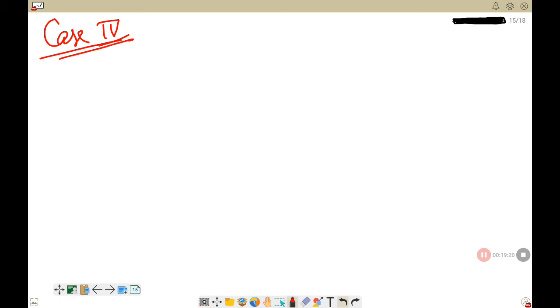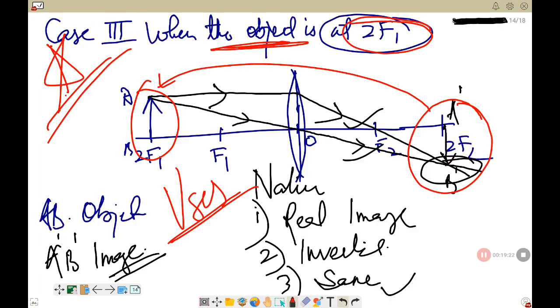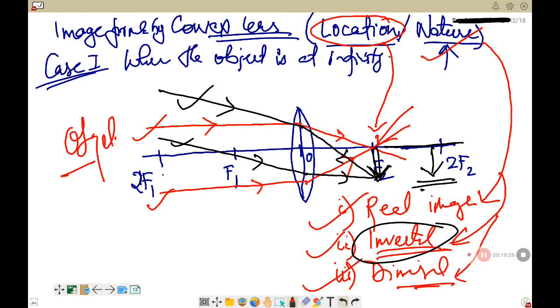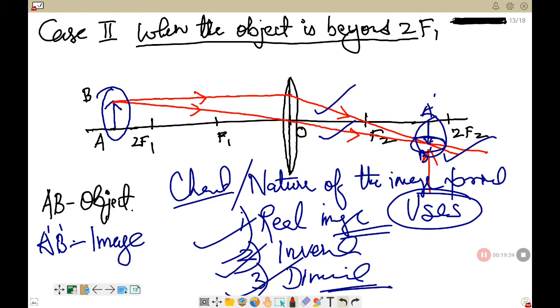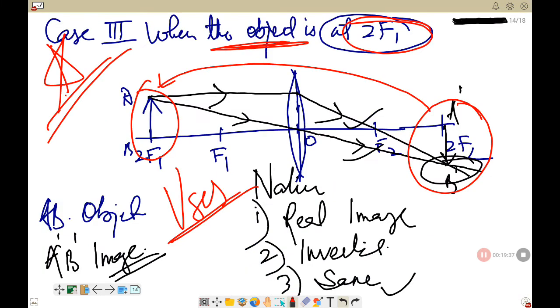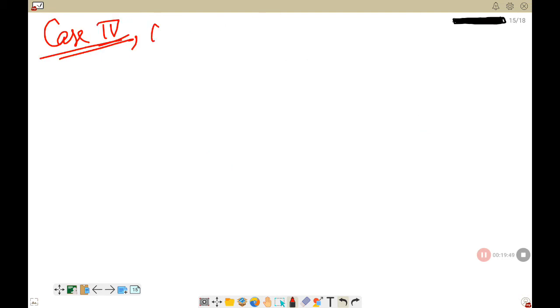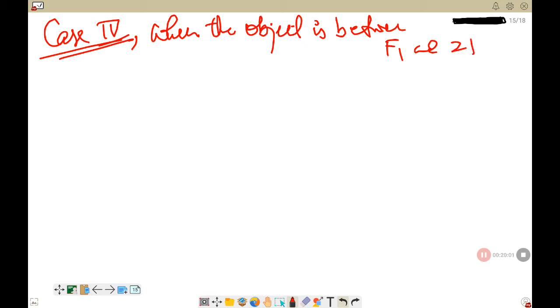Case 4. Now you can see that in the first case the object was very far away from us, infinity. Now it is nearing the lens. In the second case it is beyond 2f1. Now in the third case you saw it is on 2f1. Now obviously it has to shift a little bit towards the lens, so now it will be between f1 and 2f1. So the fourth case will be when the object is in between f1 and 2f1.